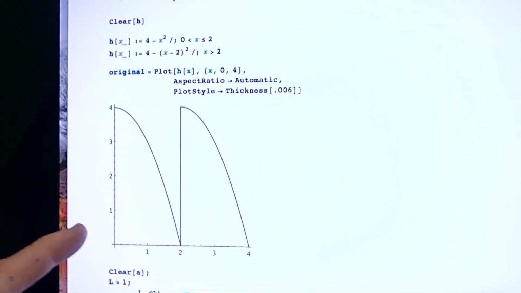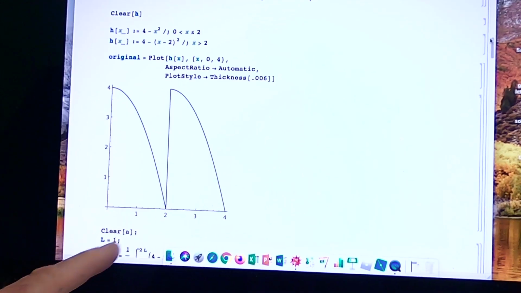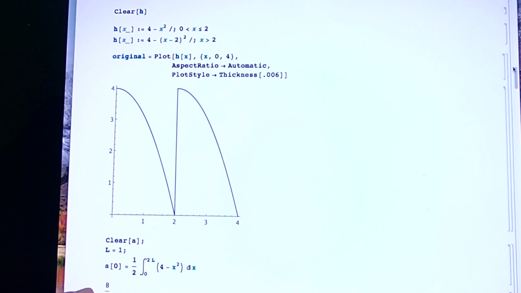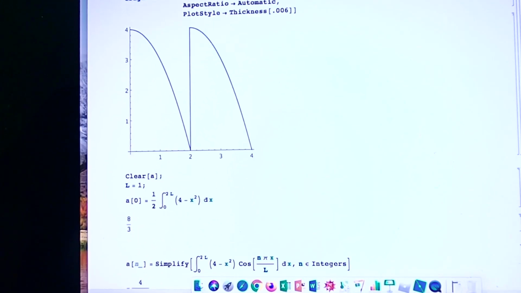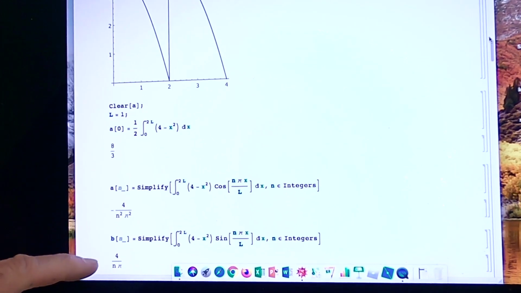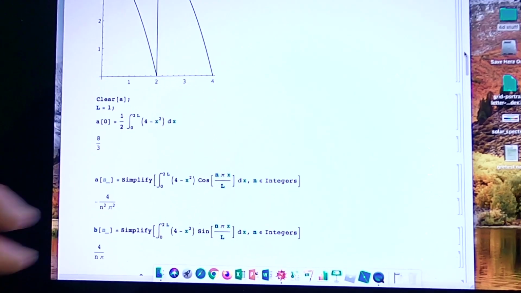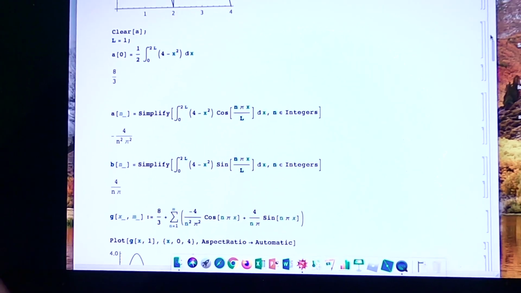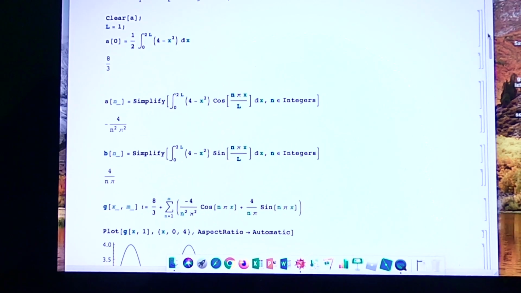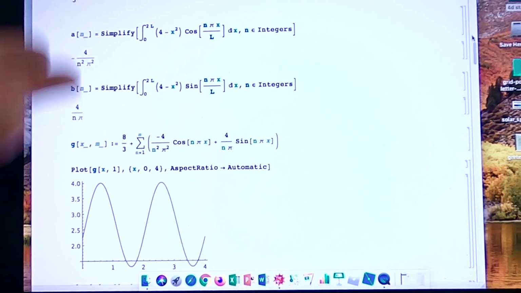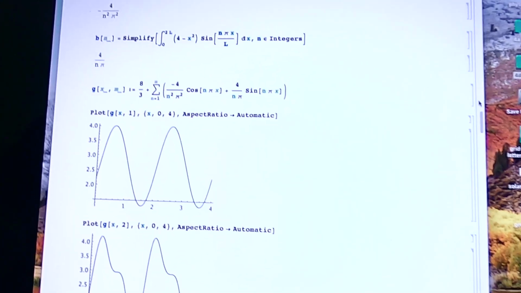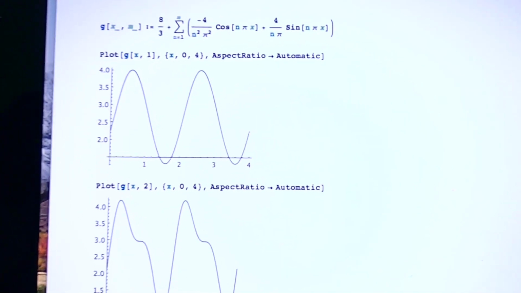And so here, 2L is equal to 2, so again, L is 1. Again, we can get our A naught. In this case, it was 8/3. We could get your A sub n's, and we could get your B sub n's. Now I have both. And now, again, I can combine them, put them all into my function, and now plot them out. Here's just the first term. This doesn't quite look like my original picture. Here's the first 2 terms. Now it's starting to look like it.